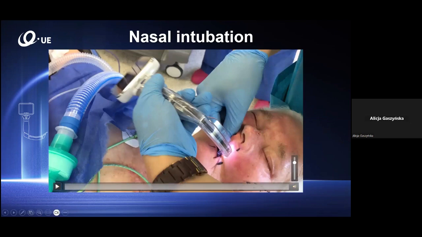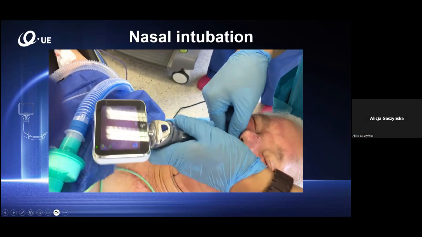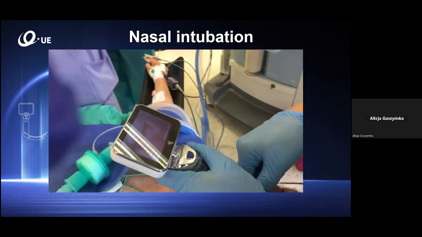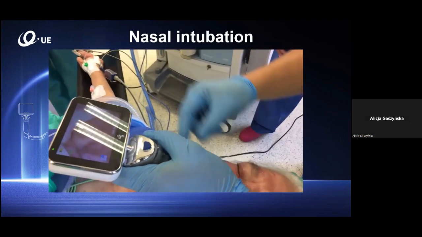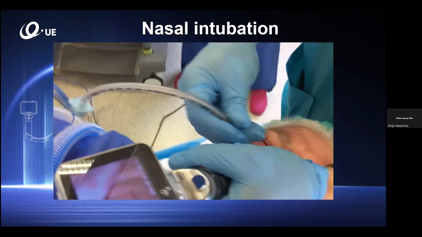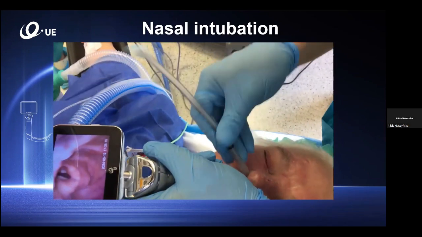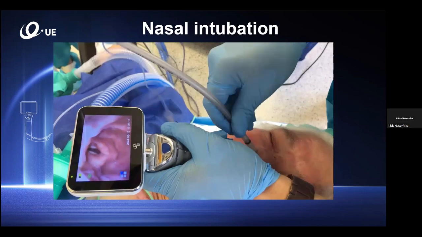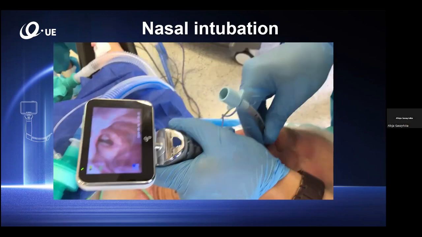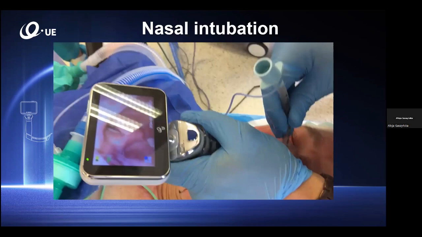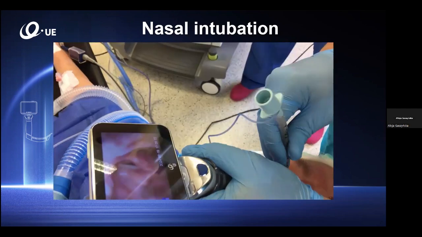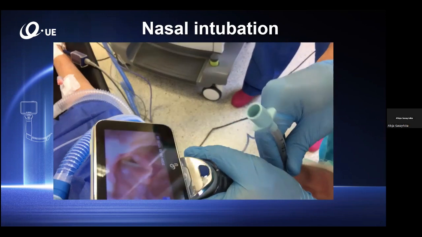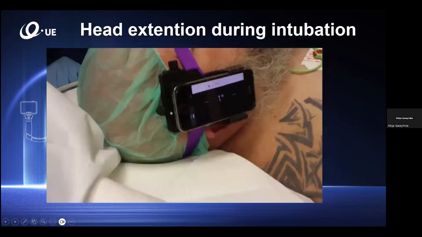Of course, other patients, like nasal intubation, especially in patients with possible difficult intubation for reconstructive surgery. This patient is after facial trauma and requires some reconstructive operation. But for the surgery, it's important to intubate this patient through the nasal cavity. As you can see, it's also possible to do it with the UED-A video laryngoscope with no problems.